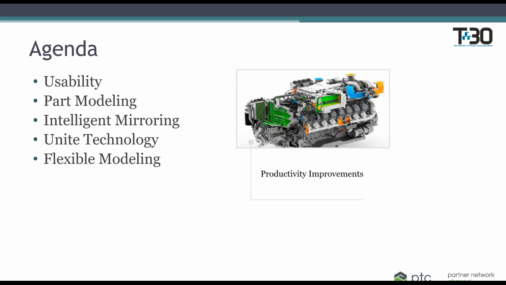How can you take a feature that used to take 3 to 4 features to do and narrow it down and do it all now in just one? So we're going to touch base on how we can do that and what changes have been done around that. The next thing is intelligent mirroring.